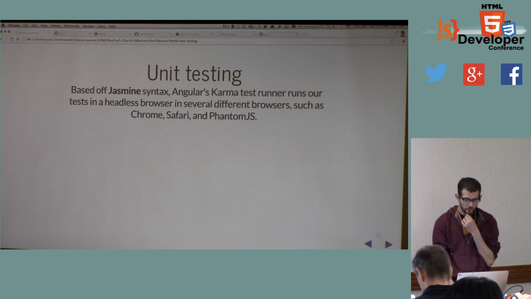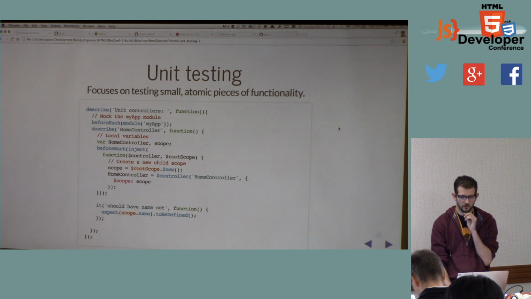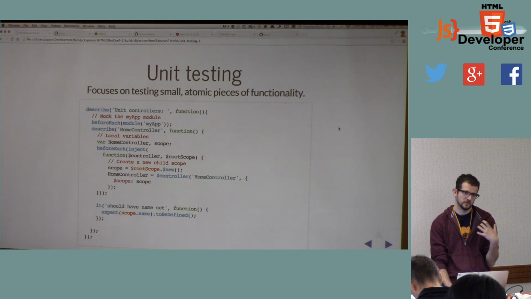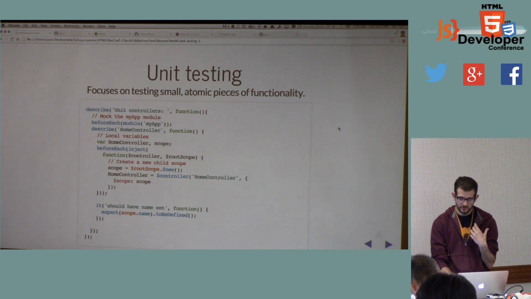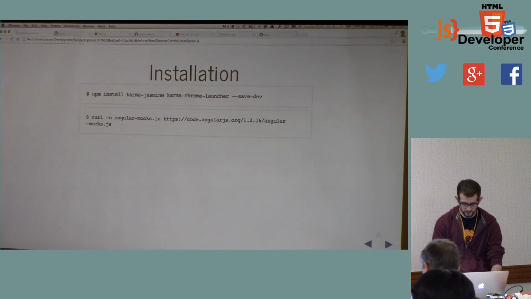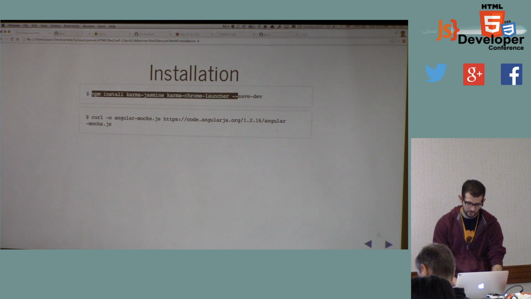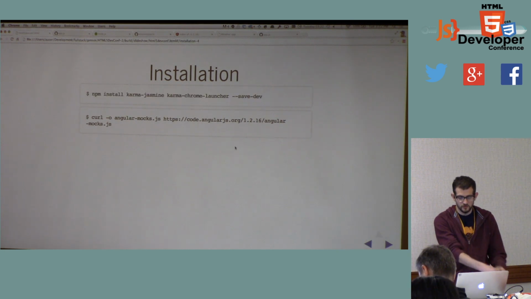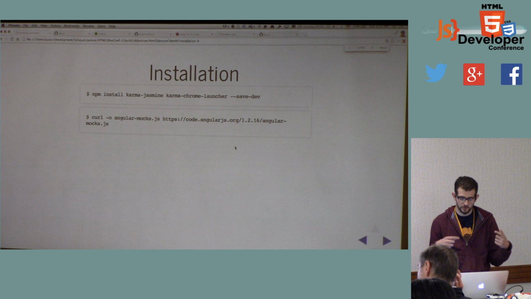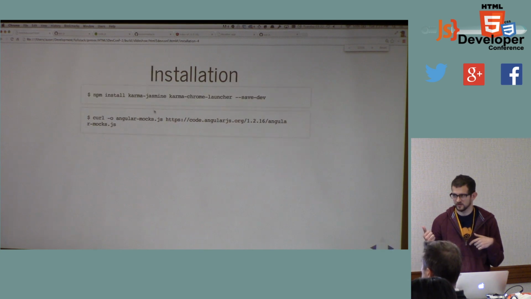So unit testing, what we do when we unit test is we test small pieces of code. We test consumable pieces of code, things that, from our code perspective, we want to make sure run. The way that we can start running tests is we have to download a few modules. The first two are Karma-Jasmine and Karma-Chrome-Launcher, just like that.